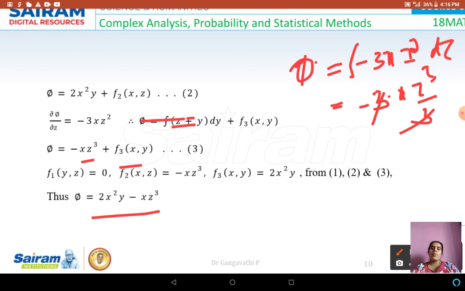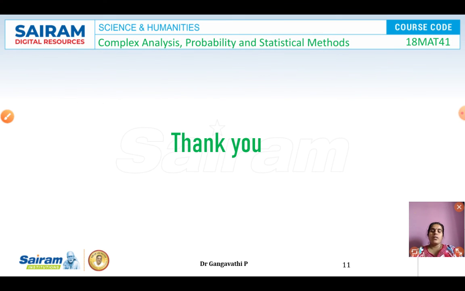So just a simple comparison will fetch us the function phi. So that is how we have to evaluate. And the last problem which we have worked out, considering the given vector as an irrotational vector and finding the scalar potential, these types of problems are very, very important for the exam. Thank you.